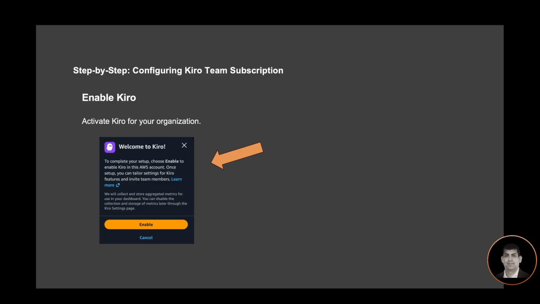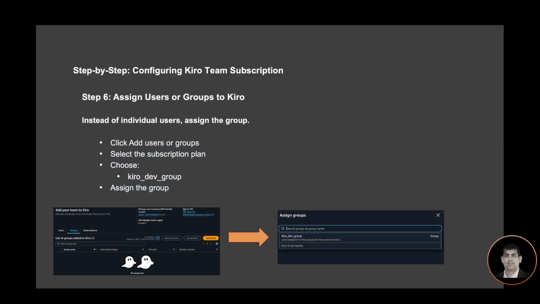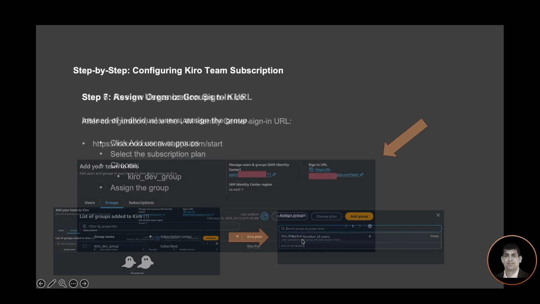And then I will enable the Kiro. So here is what the screen looks like. I'm going to enable the Kiro. And once I do it, I assign the group. So I'm going to click on add user or group, and then I'm going to select the subscription plan, and I'm going to choose the group and assign that group that I created in the previous steps, which is Kiro_dev_group.